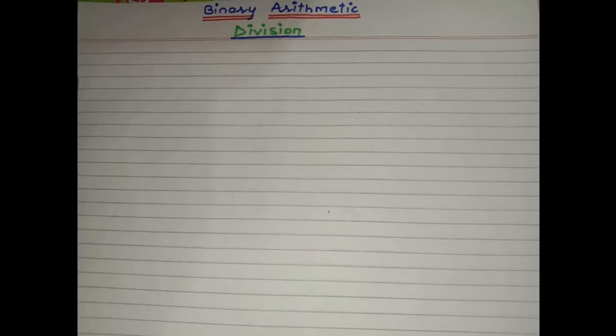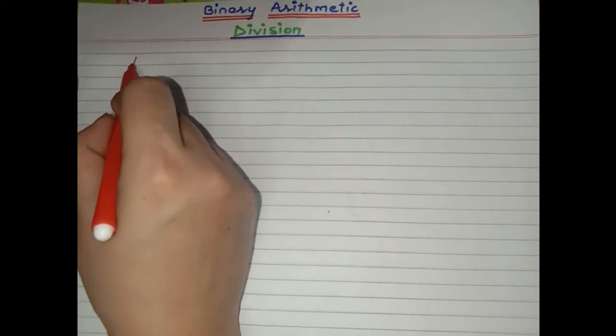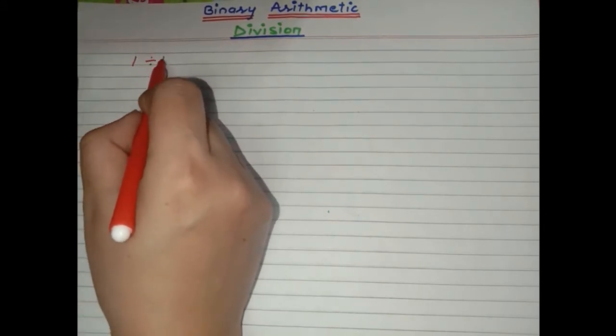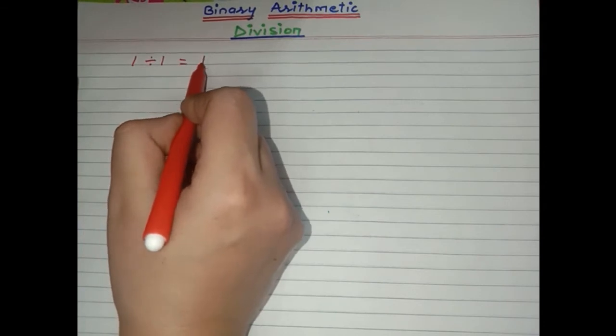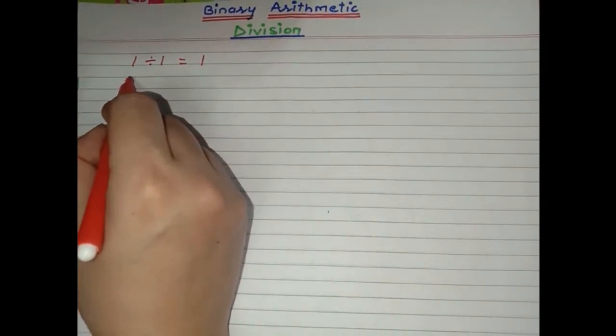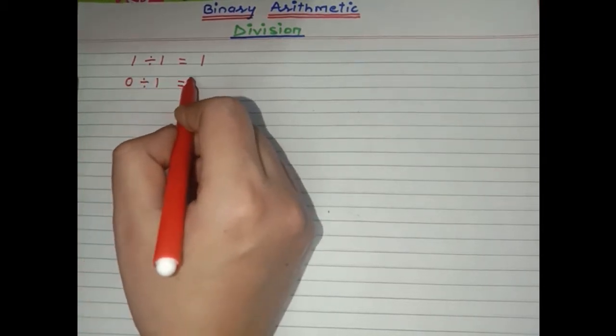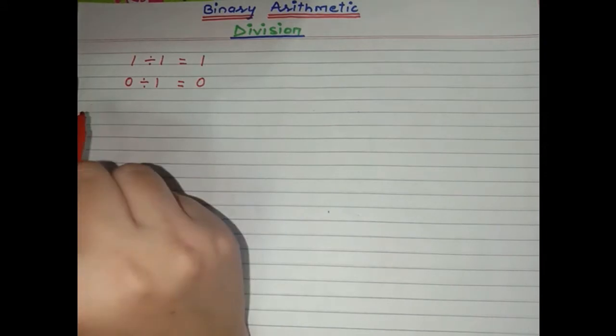In today's session, we will be only discussing binary division. So first of all, going through the very basic rules of binary division. The first rule is 1 divided by 1 will be equal to 1. Next, if you have to divide 0 by 1, then the result will be equal to 0.